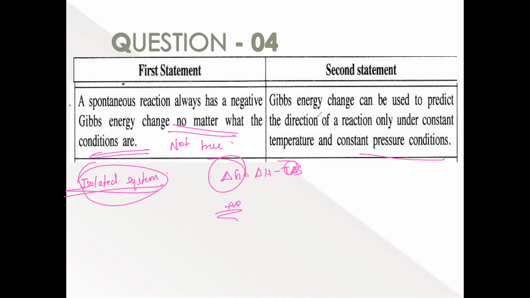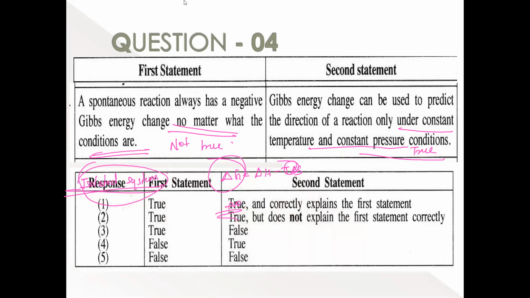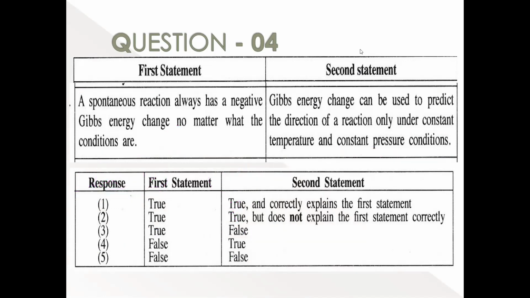And here they said, yes, definitely, what is meant by the spontaneous reaction: by using the Gibbs energy change, you can predict the direction of the spontaneity under only the constant temperature and the constant pressure. This is true. So your answer should be false, true. So answer number 4. And we'll move on to the final question, question number 5.